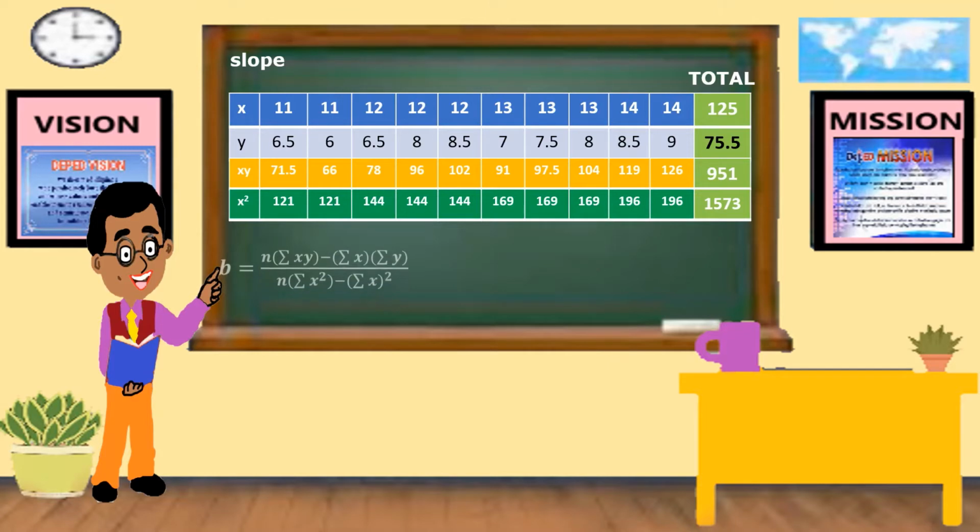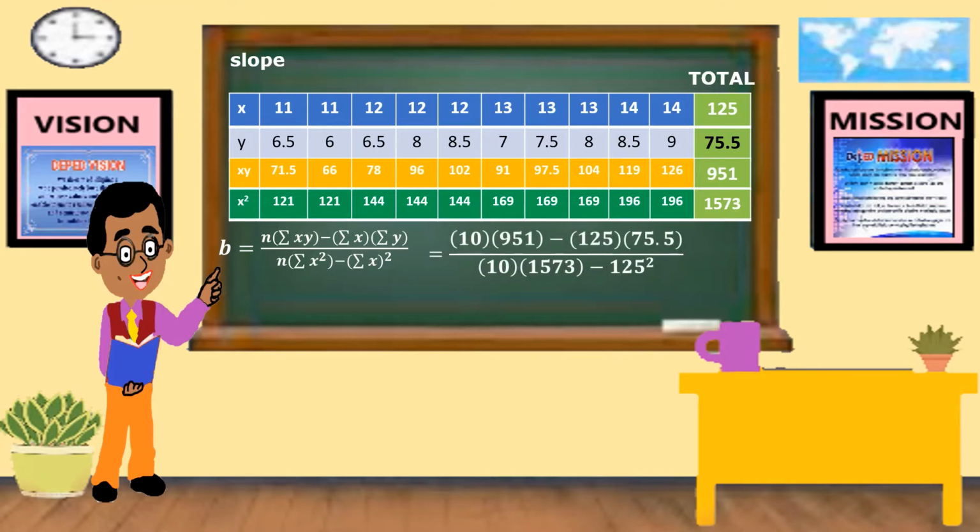1573. So since we are looking for slope, this is the formula in finding the slope. We'll substitute our values. N, meaning the sample size, so there are 10 samples. And then the summation of xy, we can see there 951, the total, minus the total of x, which is 125, times the total of y, which is 75.5, all over n, again, there are 10. And then the total of x squared is 1573 minus the square of the total of x, which is 125 squared.